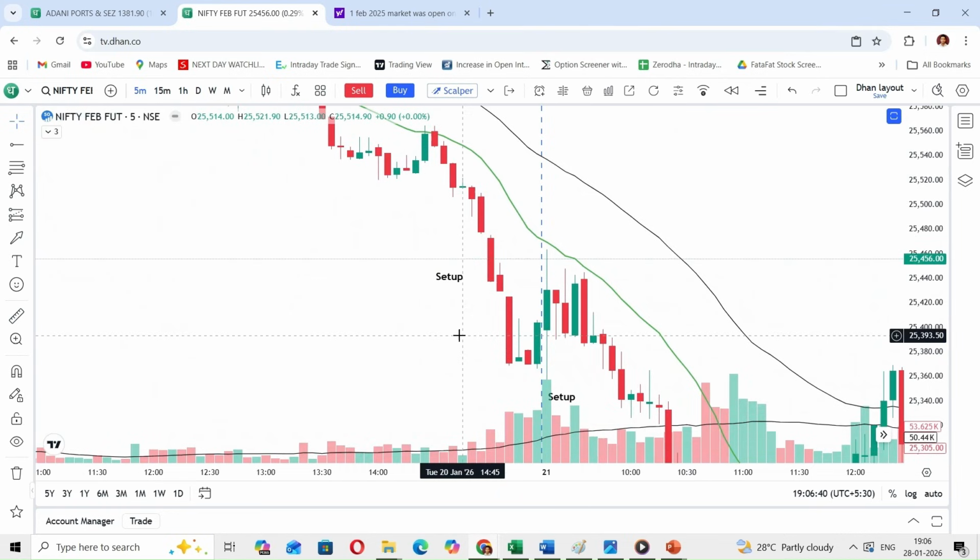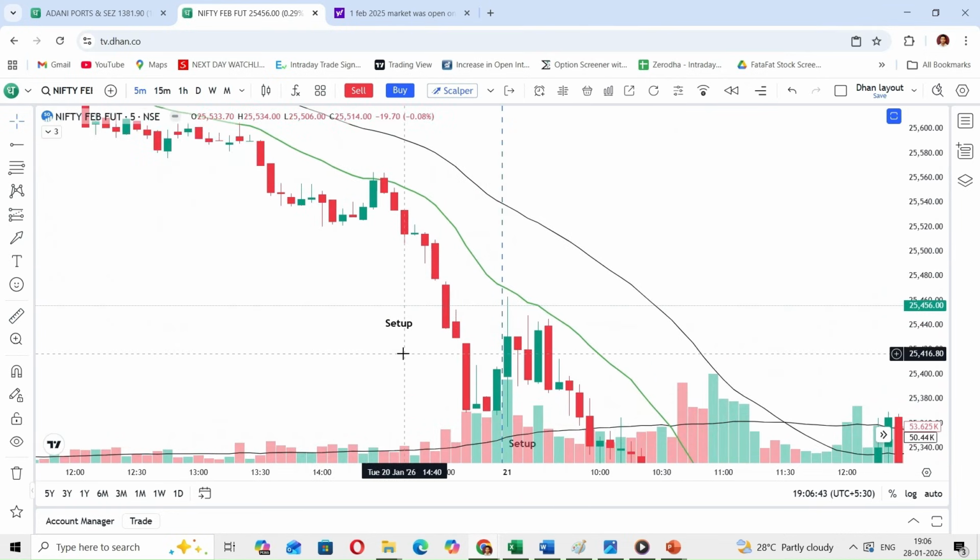See here, there was a setup formed, right? First candle is a mother candle, second candle is a green candle. The 20 and 50 MAs are also trending downwards. So at the low of this candle, I will take a trade. High will be my stop loss. So here we got a clean 1:2 risk reward trade.